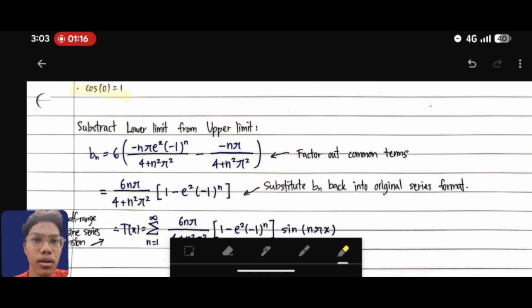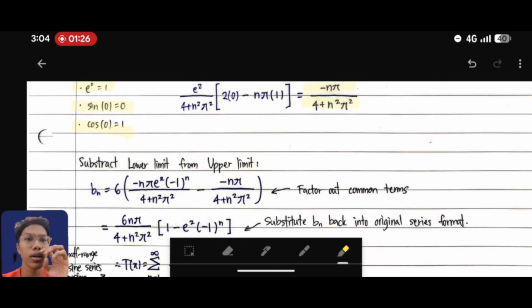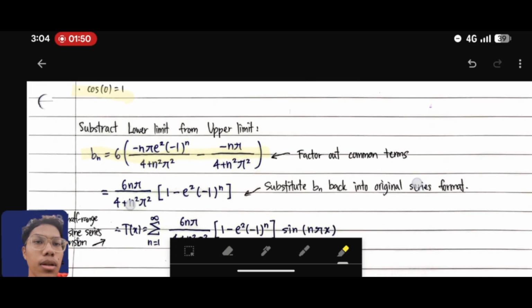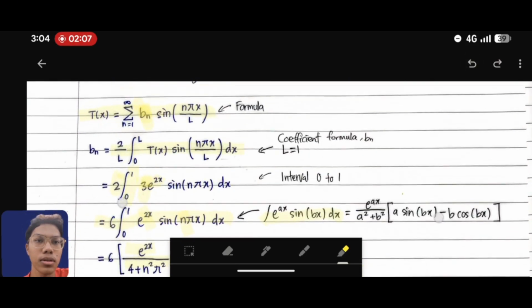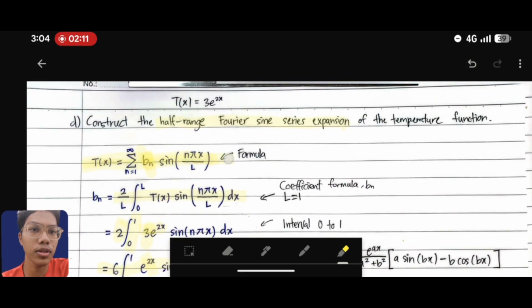Lastly, to find Bn, just subtract the lower limit from the upper limit, which is Bn equal to 6 times negative n pi e squared times negative 1 to the power of n over 4 plus n squared pi squared, minus negative n pi over 4 plus n squared pi squared. Then just factor out the common terms and we'll get this. And lastly, since we have the final answer for Bn, the coefficient, we can refer to the formula for the half-range Fourier sine series expansion.